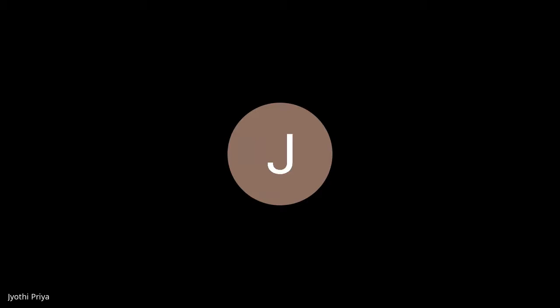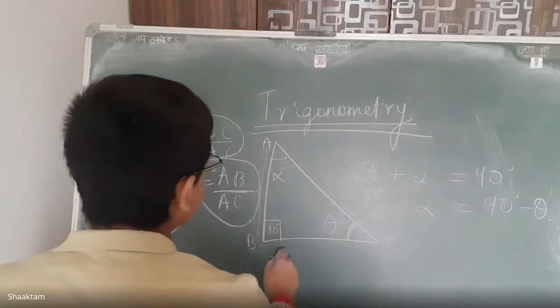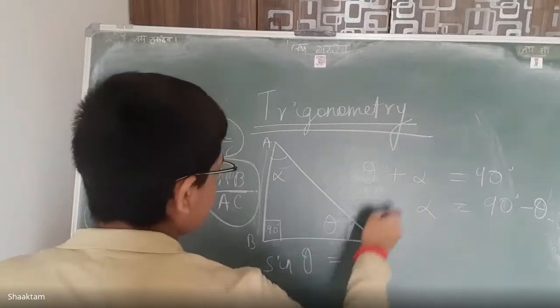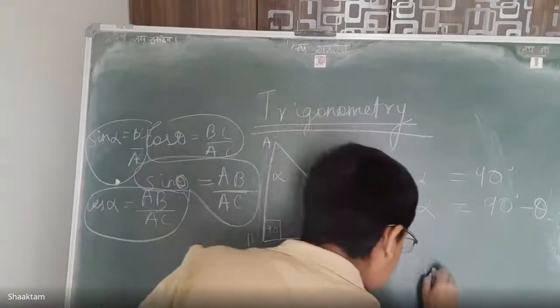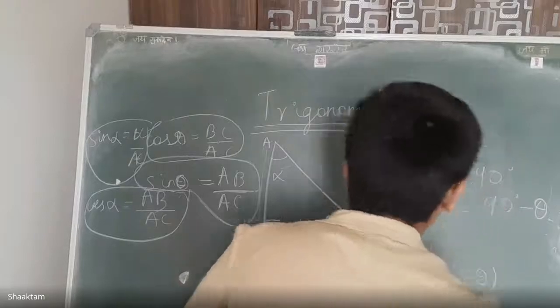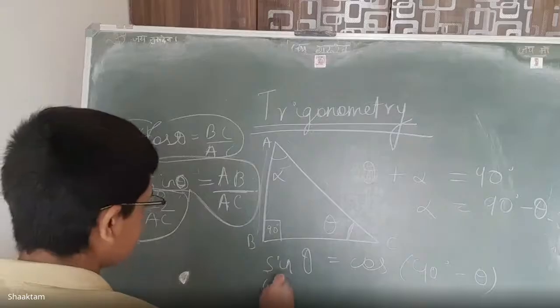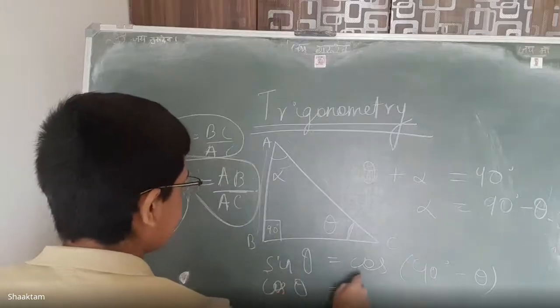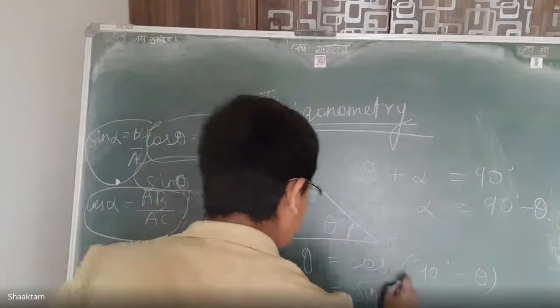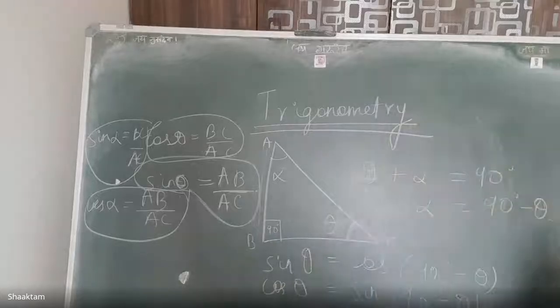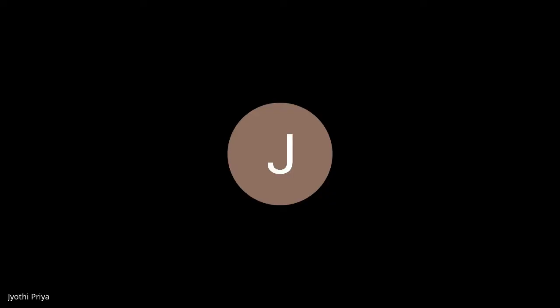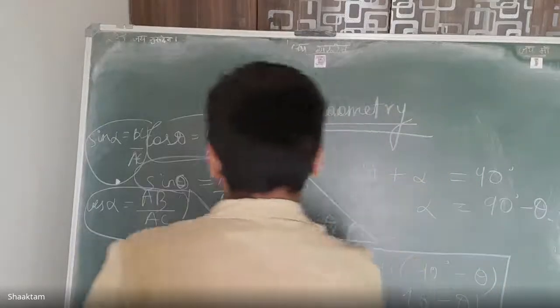Now, sine of theta is equal to cos of alpha, and cos of alpha I can say is cos of 90 minus theta. Cos of theta is sine of 90 degrees minus theta. Very important. One of the first important equations in this.